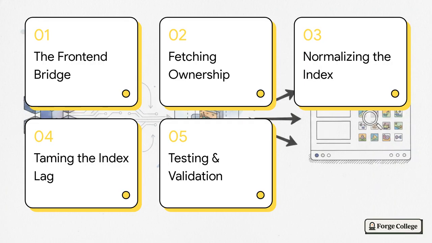Okay, here is our roadmap for today's explainer. First, building the front-end bridge. Second, fetching ownership data. Third, normalizing the index. Fourth, taming the notorious index lag. And finally, testing and validation. Let's get right into it.